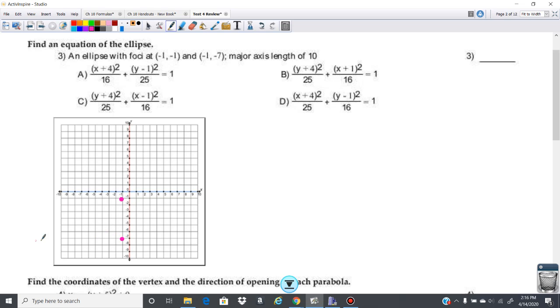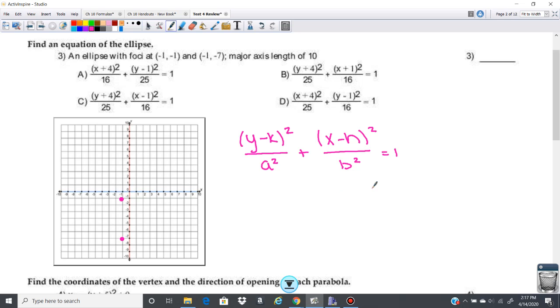Because this is going up and down, a vertical line, we're going to be using the equation y minus k squared over a squared plus x minus h squared over b squared equals 1. When we put the y first, with a squared, that is the ellipse that is going vertically, because y is a vertical axis.